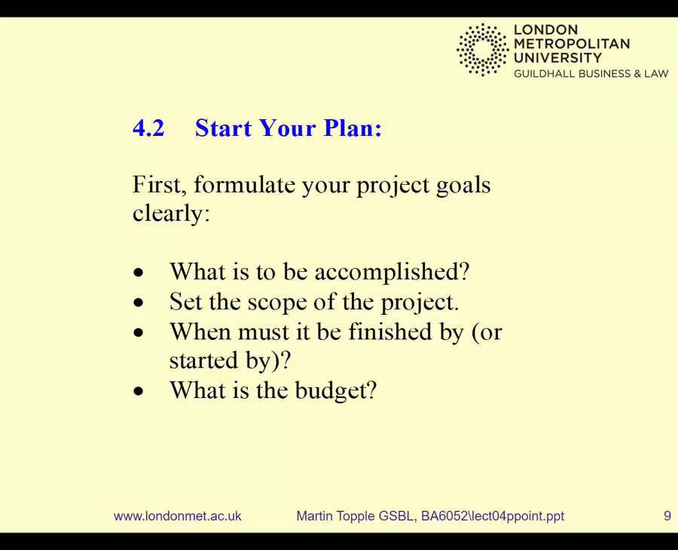And this is the sort of reminder, in a way, about what we talked about in week 1. It does no harm. Start your plan, your project, formulate your project goals clearly. What must be accomplished? What's the scope? And remember, when you're doing the scope, it's what is included as well as what isn't included. You've got to be very specific about both of those things. Otherwise, your clients, your stakeholders are going to get confused and there won't be any clear budget or finish time.